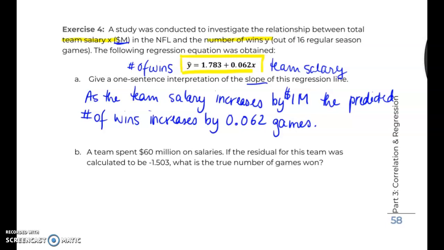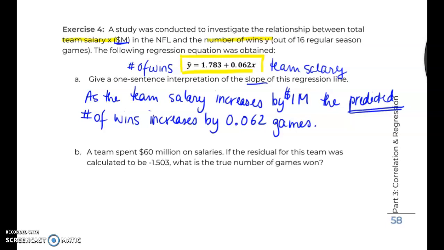Again, when X increases, so our team salary goes up by 1, and 1 just means $1 million, the predicted number of wins increases. Always make sure you have words like predicted. You don't want to say that, oh, as our salary increases by $1 million, the number of wins goes up by 0.062 games. So make sure you have words like this, predicted or on average or approximately, something like that, to show you that you're actually just making a prediction. This does not necessarily mean that it goes up by exactly 0.062 games.